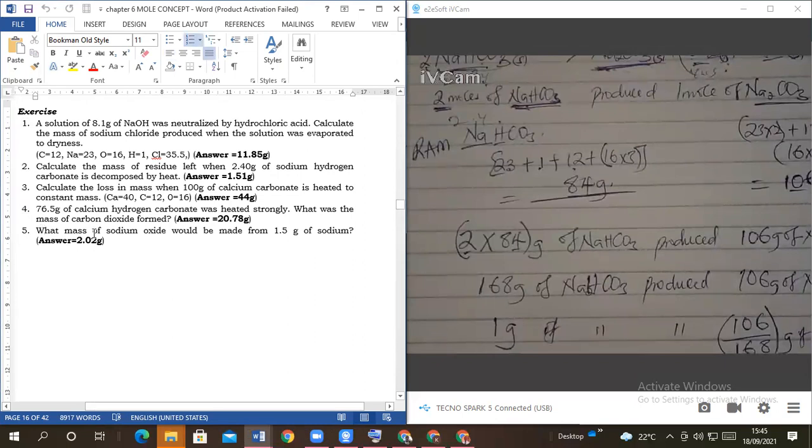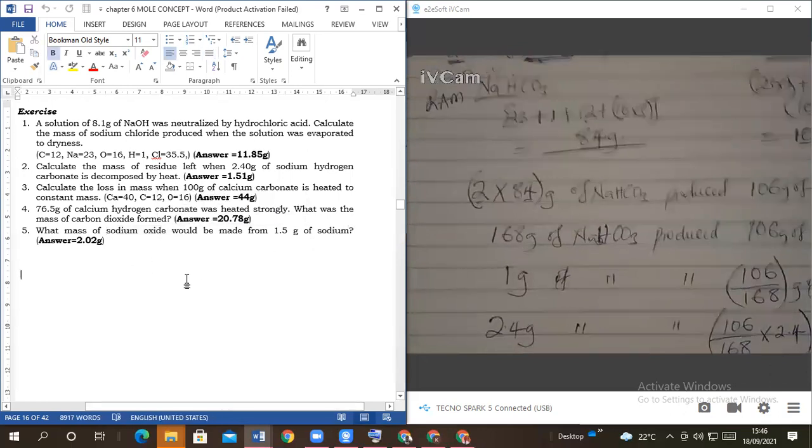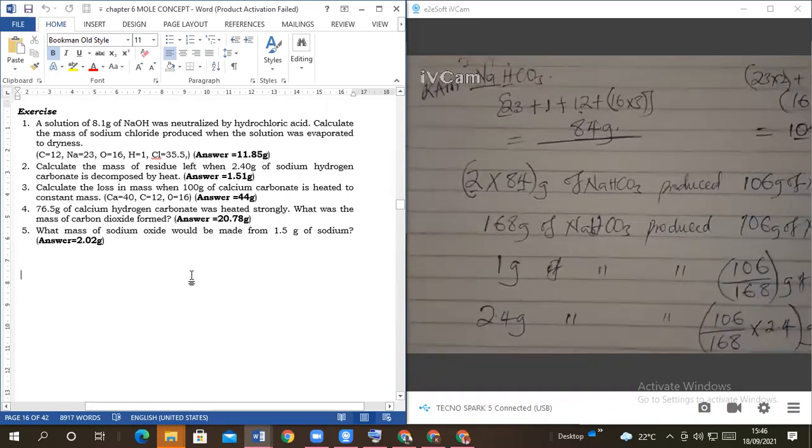Now here they're asking, what is the mass of sodium oxide that would be formed from 1.5 grams of sodium? Now this is a reaction of sodium and what? Oxygen. Sodium and oxygen. Thank you very much. So you must write the correct formula of sodium oxide, and then balance the equation between sodium and oxygen to form sodium oxide. If you don't get the answer, you know there is a problem with the equation of reaction.